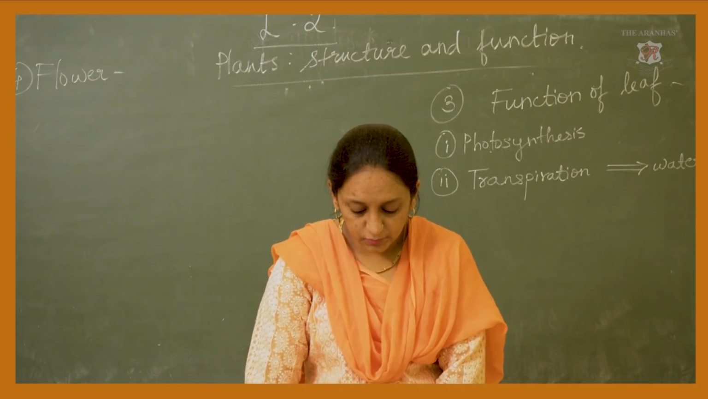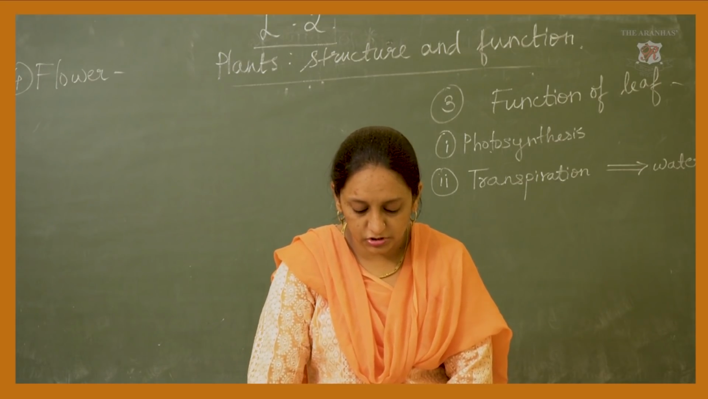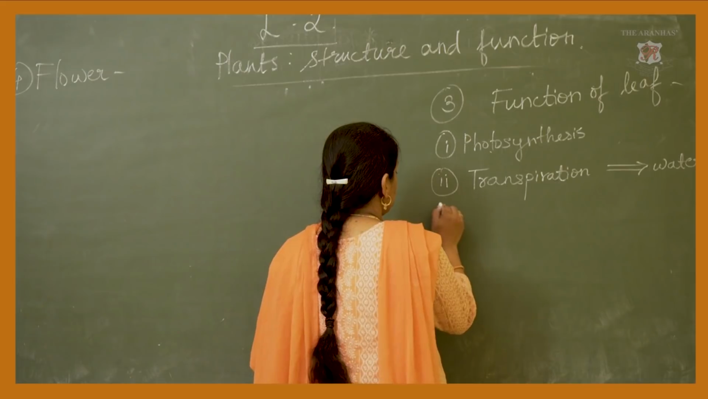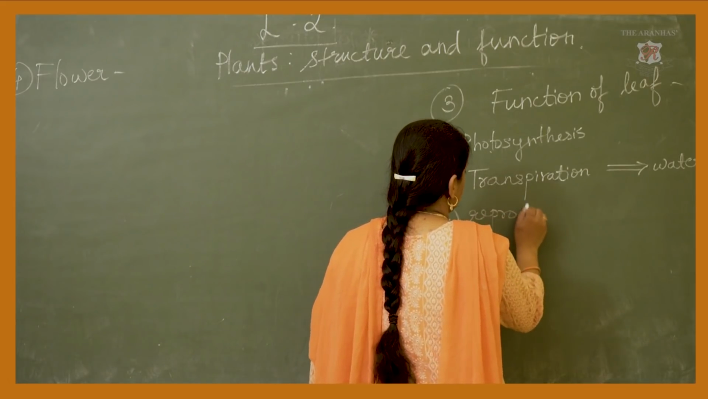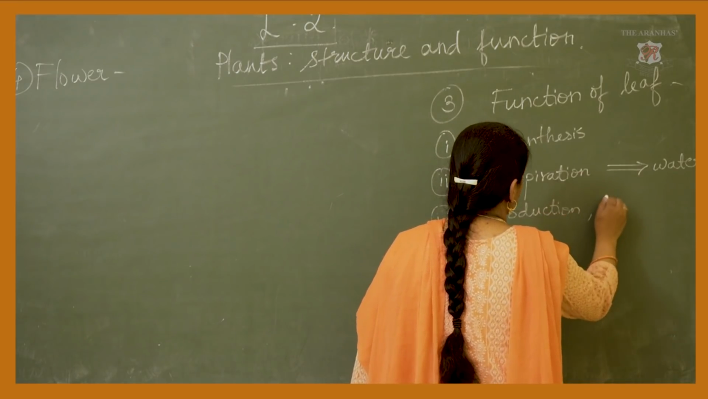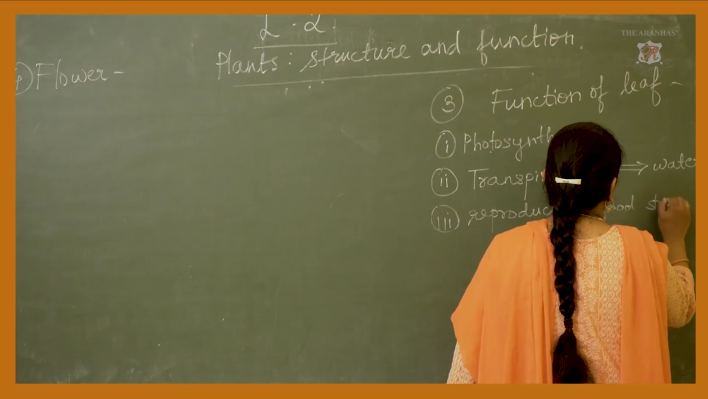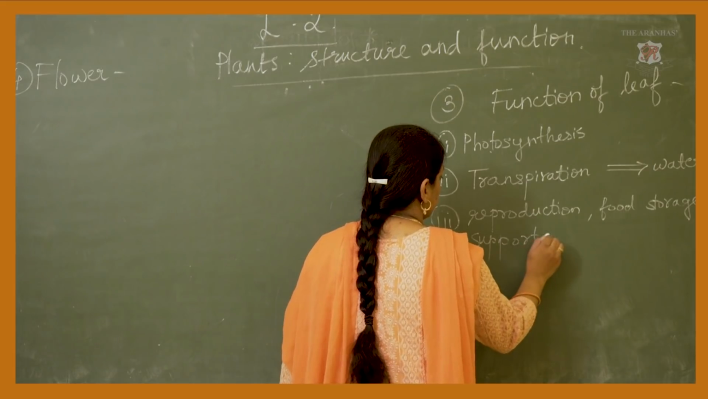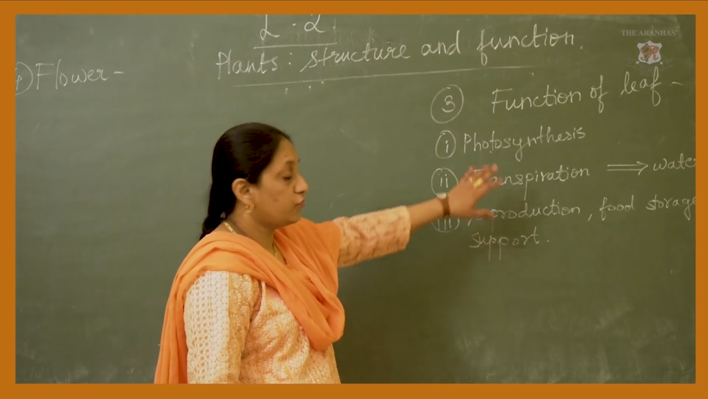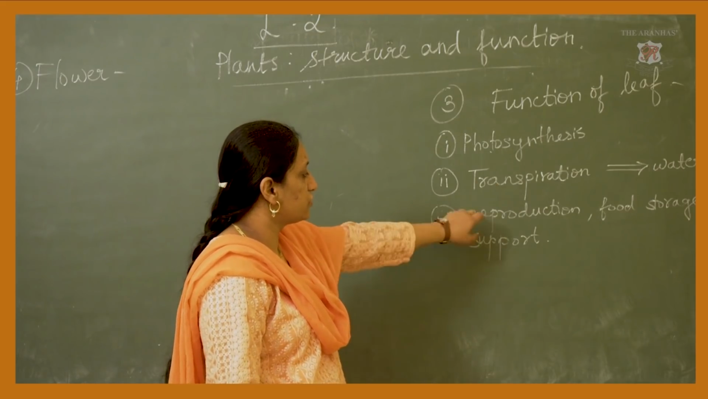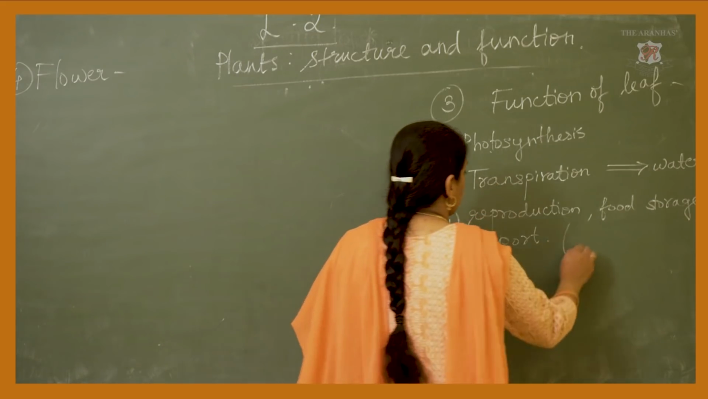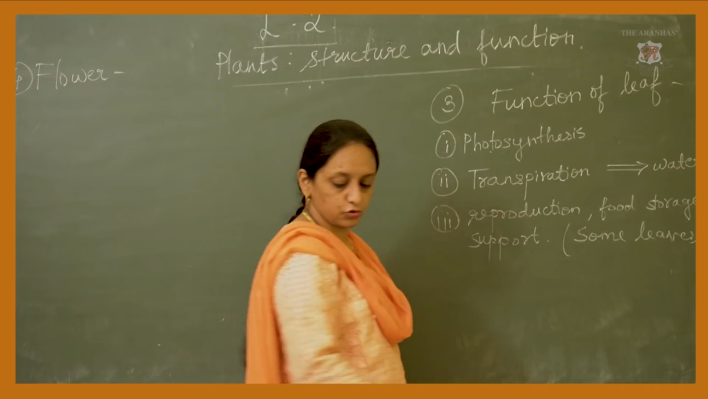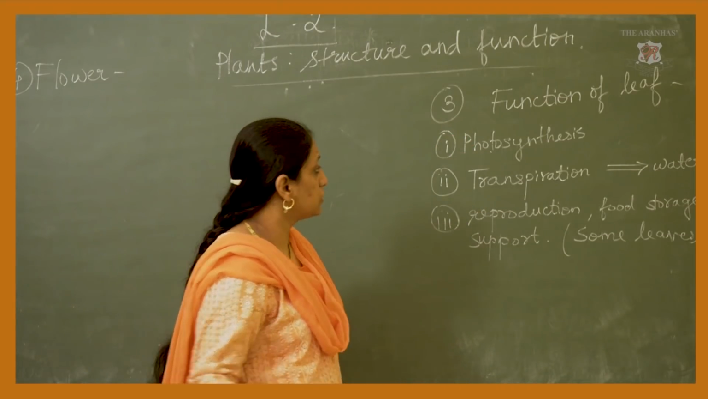Then the next main function: modified leaves perform additional functions like reproduction, food storage and support. Leaves also perform the function of reproduction. Leaves also store food, so food storage is a function of leaf, and it also provides support to the plant. So these are the functions of leaf. It performs photosynthesis, it performs the transpiration process, and some modified leaves, this is not for everyone, this is for some leaves, perform functions like reproduction, food storage and support. This was all about the function of leaf.